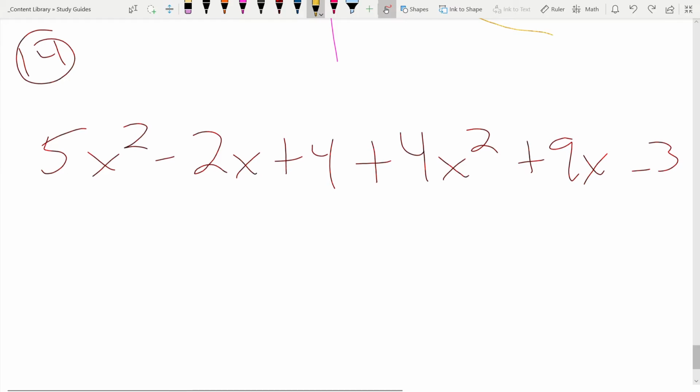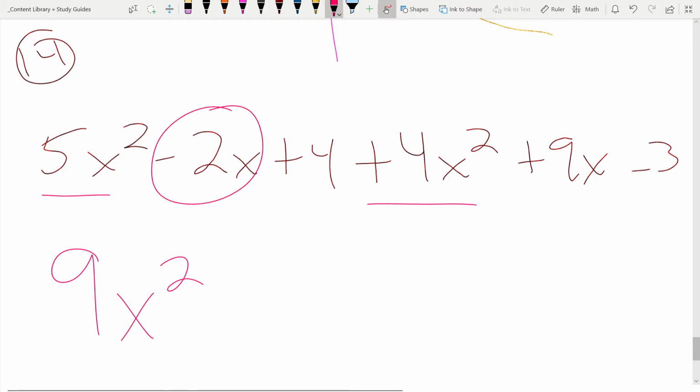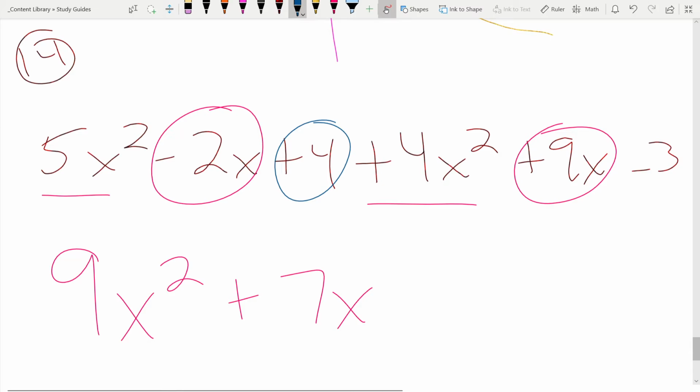So now let's actually do the combining like terms. 5x squared and 4x squared gives us 9x squared. Negative 2x and a positive 9x gives us a positive 7x. And then a positive 4 and a negative 3 give us a plus 1. All right, moving on to part B.